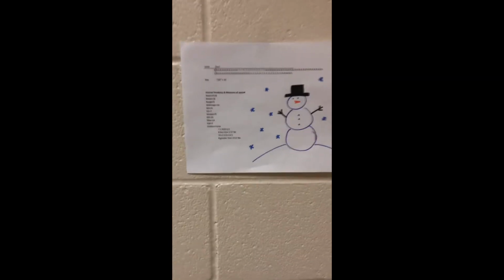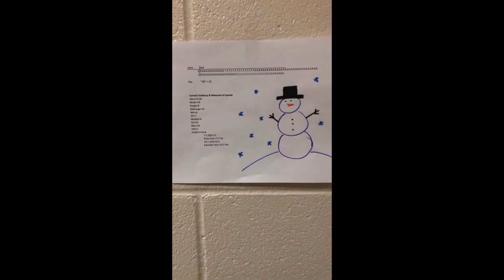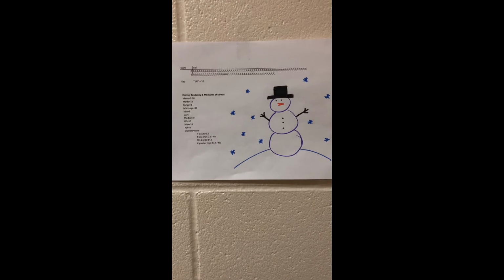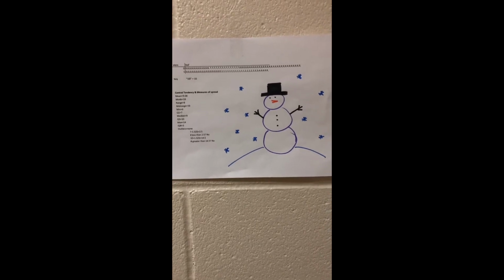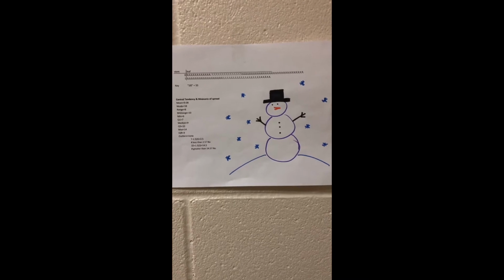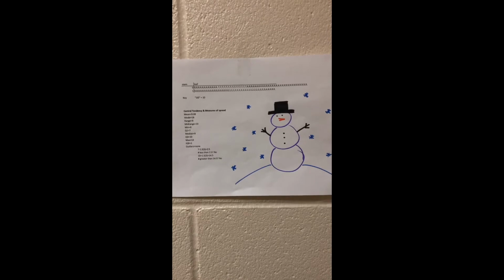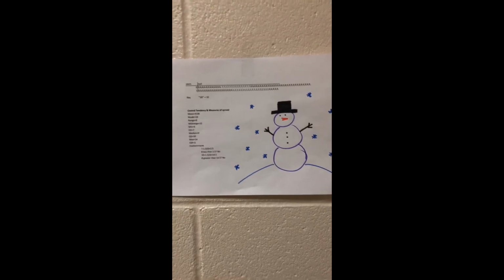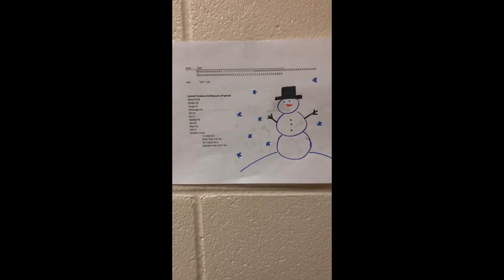So for the measures of central tendency, we found that the mean, which is the average of all the numbers, was 9.08 electives, and then the mode, which is the number that's repeated the most, was 18. The range was 8, which is the highest number subtracted from the lowest number.